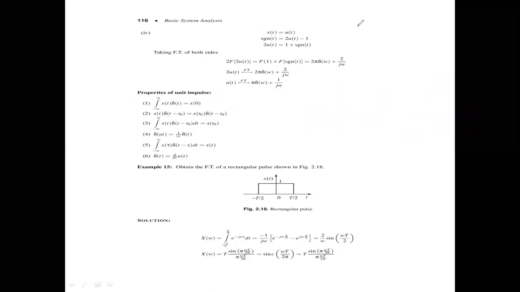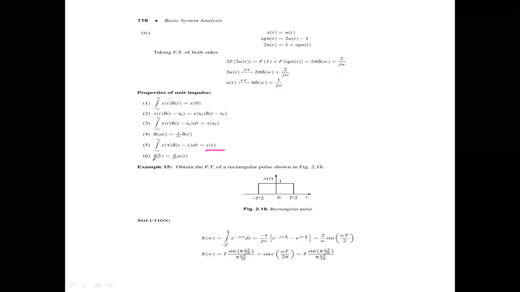Okay. Coming to the fourth one, scaling of the delta function. Delta of at is equal to 1 by a into delta of t. This is also one important property of the unit impulse. An integral minus infinity to infinity x of tau delta of t minus alpha into dt, you get the same signal again. Okay, the x of t only.